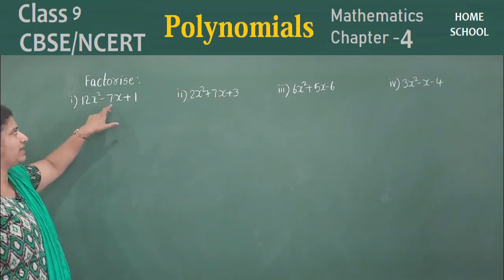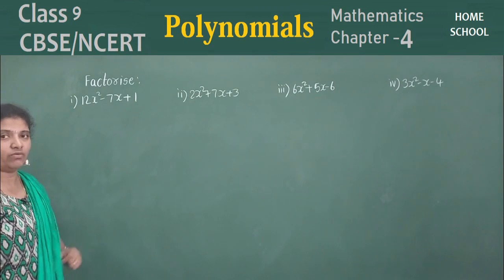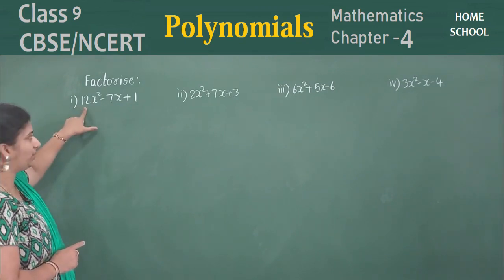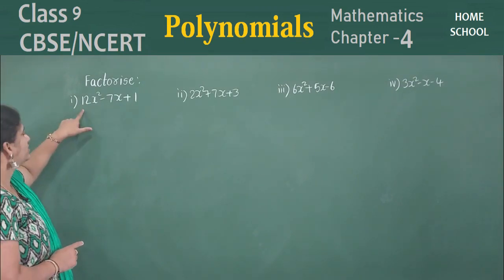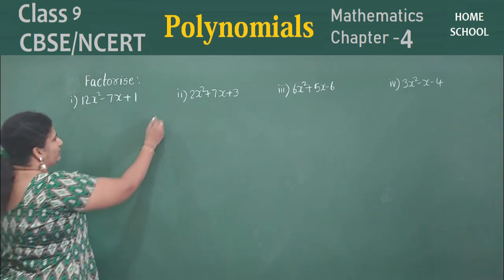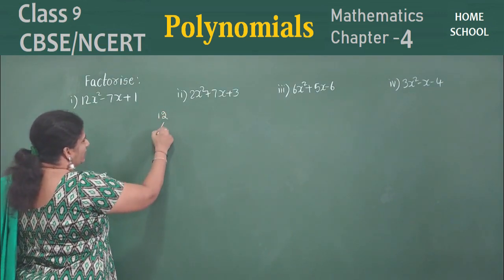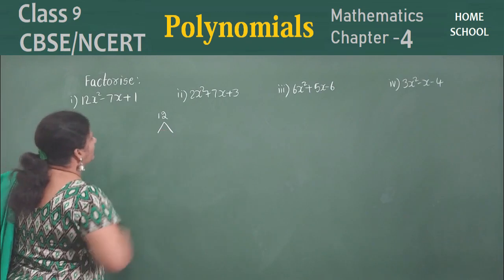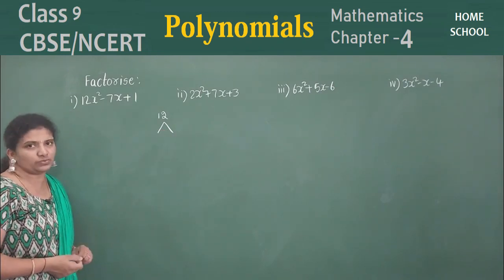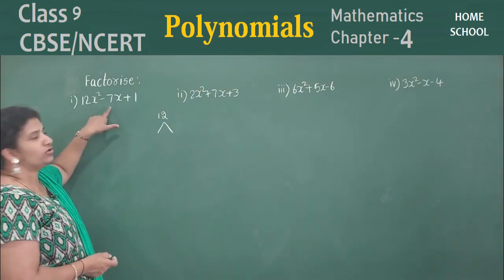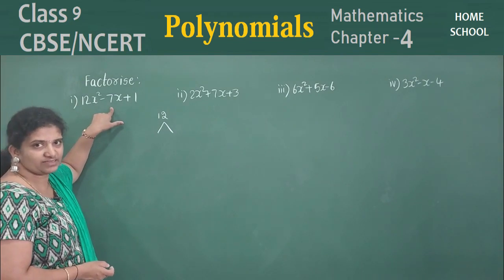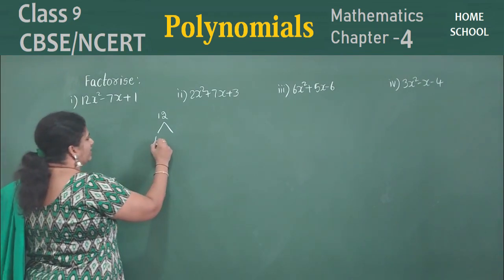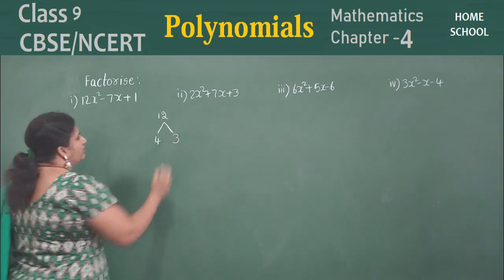12x square minus 7x plus 1. What is your first step here? Multiply these numbers. 12 into 1, it will be 12. Okay, say me all the factors for 12 here. 4 3s are 12. 4 plus 3, do you get 7? Yes, right? So I will take here 4 and 3.